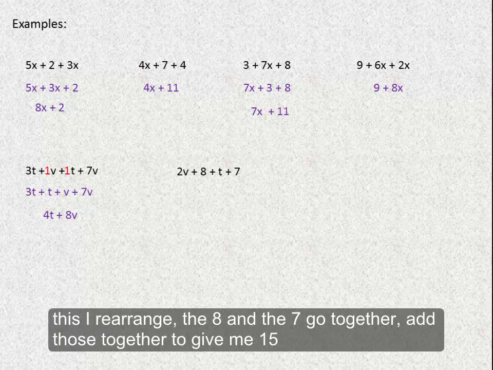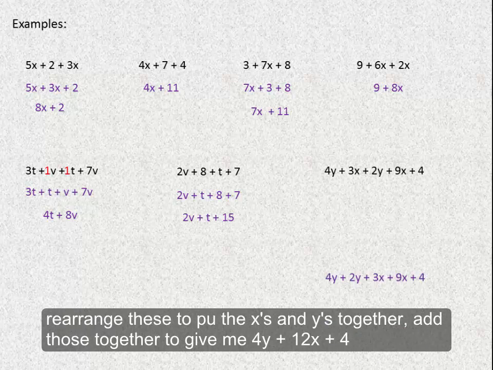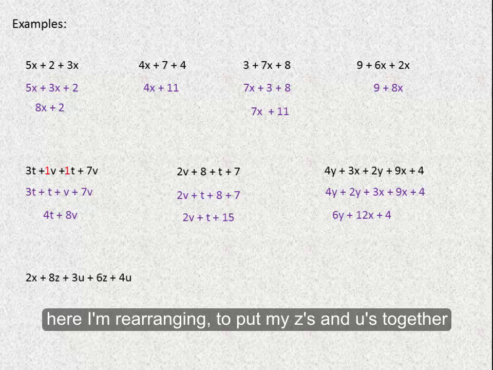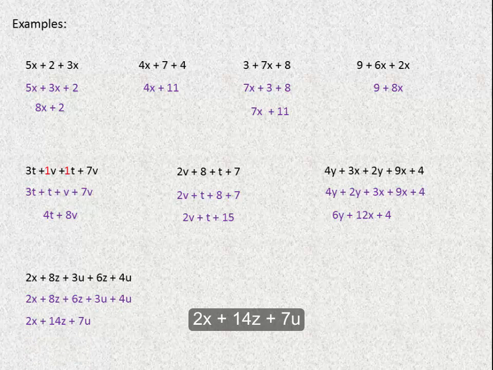This, I rearrange, the 8 and the 7 go together, add those together to give me 15. Rearrange these to put the x's and y's together, add those together to give me 6y plus 12x plus 4. Now everything that doesn't combine just gets written back down the way it was. Here I'm rearranging to put my z's and u's together. 2x plus 14z plus 7u.